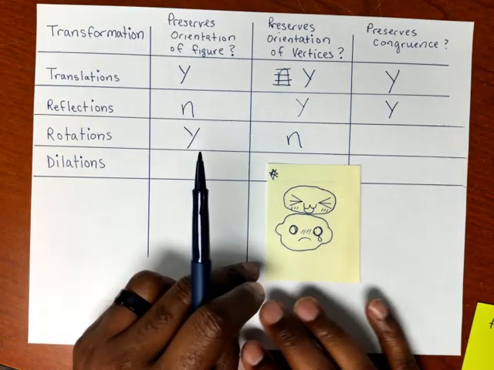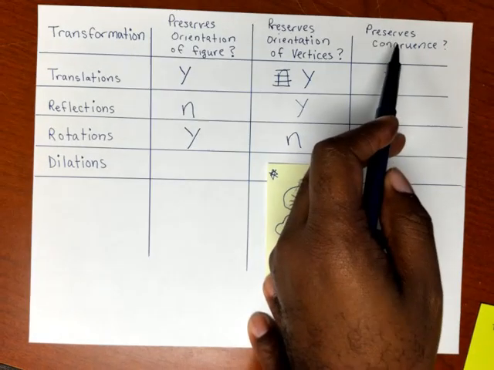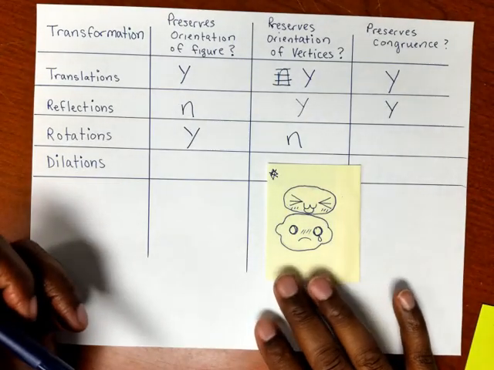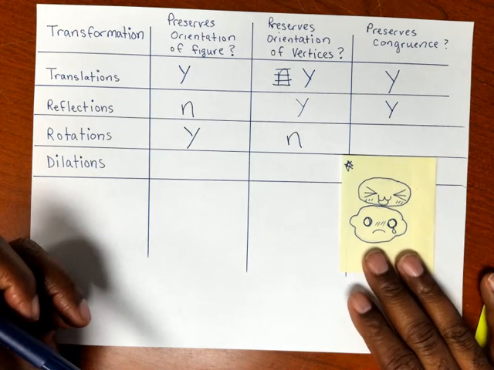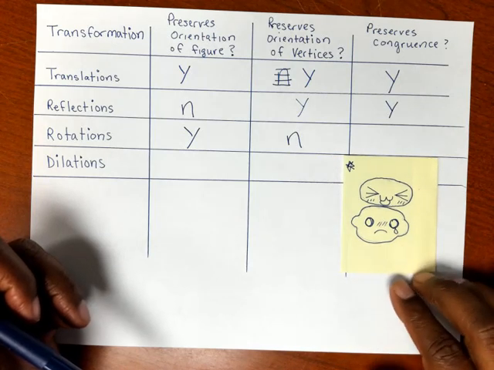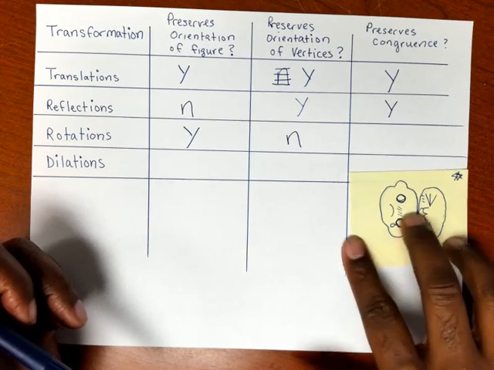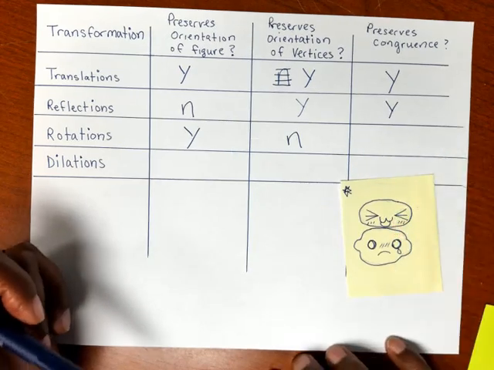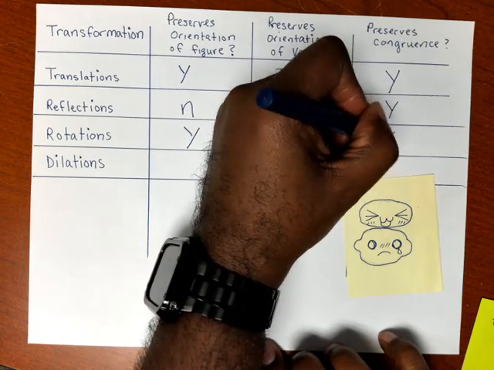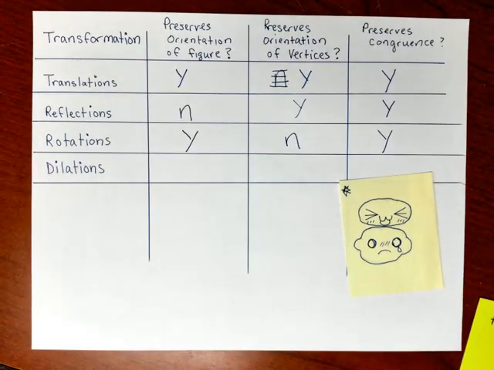Okay. So lastly, preserving congruence. Does the figure, when rotated, change size or shape? Well, when I turn this, it does not get bigger, it does not get smaller. Okay, so we're going to say yes, it does preserve congruence.